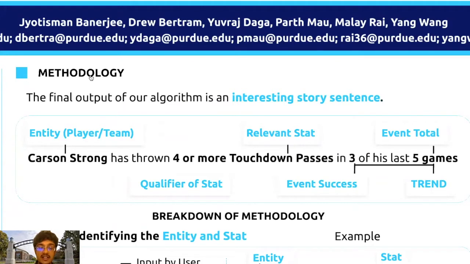First, we have the entity. Could be a player or a team. Carson Strong here, for example. Up next is the relevant stat. For a quarterback, it is the number of passing touchdowns here. For a running back, this could be total rushing yards. Next, we have a qualifier which would make the story interesting. Here, it is 4 or more passing touchdowns. Lastly, we look at the possible counts of these events and number of successes out of it. Here, that is 3 out of 5.